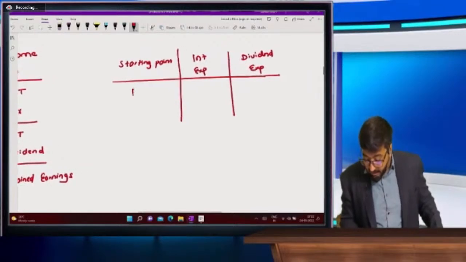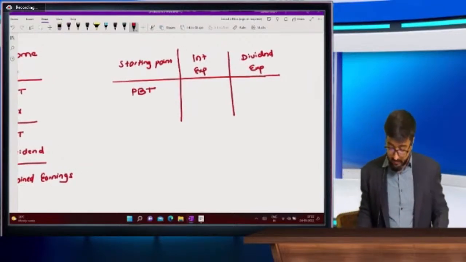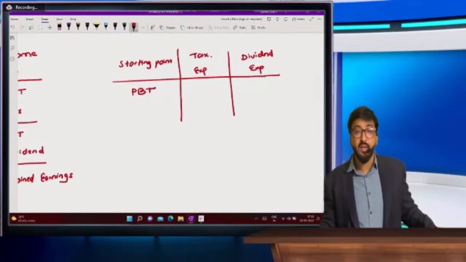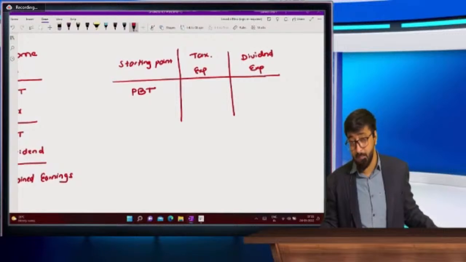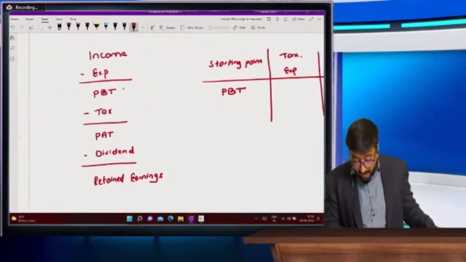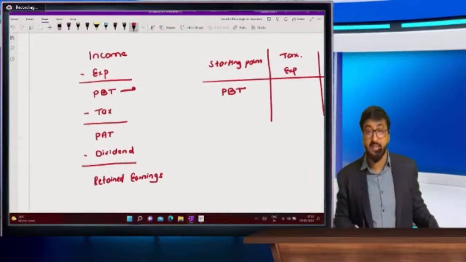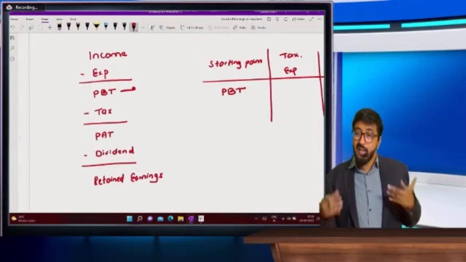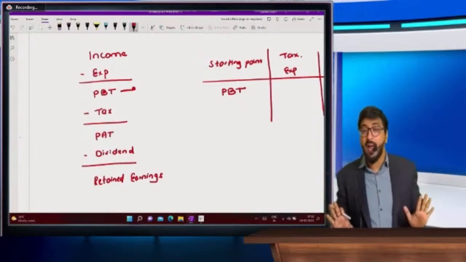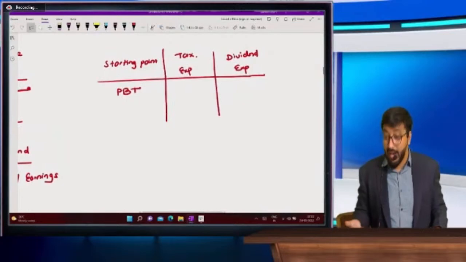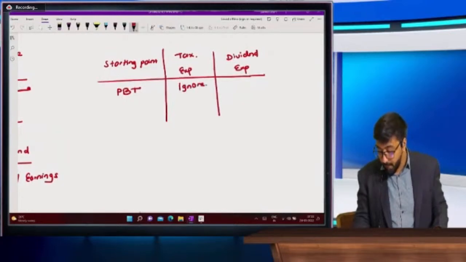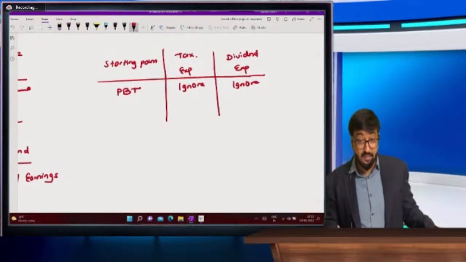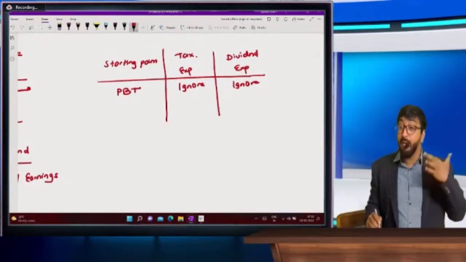If your starting point is profit before tax, have you deducted tax here? No sir, tax is deducted afterwards. So my starting point is profit before tax, so I have not deducted tax. So beta, why add it back? So ignore. If you start with profit before tax, tax expenses, you are going to ignore. You don't add it back.